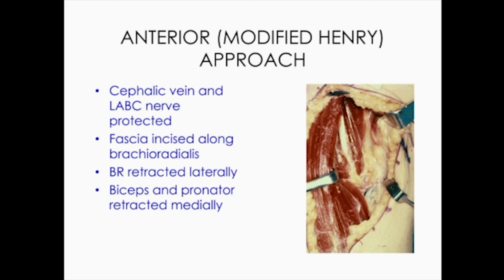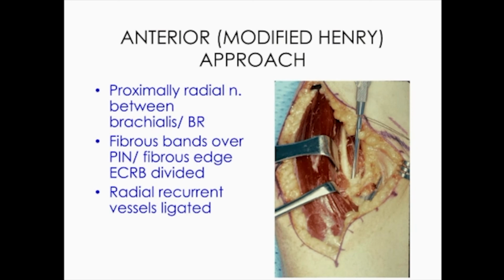So the cephalic vein and lateral antebrachial cutaneous nerve need to be identified and protected. The fascia is incised along the brachioradialis. The brachioradialis is retracted laterally, and the biceps and pronator are retracted medially, exposing the nerve. Proximally, as I mentioned before, the radial nerve is between the brachialis and the brachioradialis, and as it enters the forearm, there's a fibrous band over the PIN at the fibrous edge of the ECRB, above the probe, which needs to be divided.